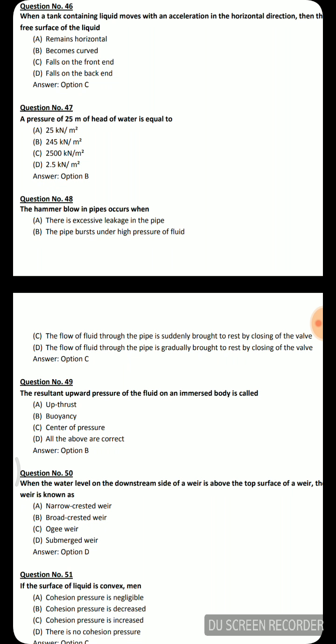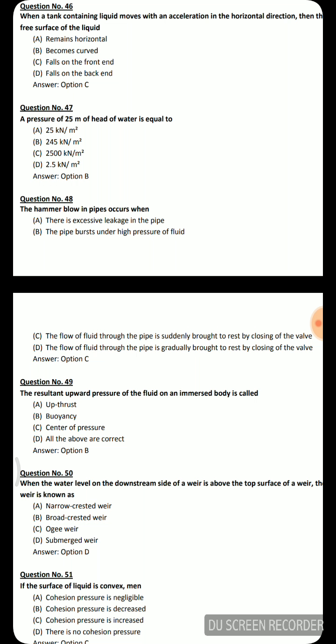Next question: pressure of 25 meter head of water is equal to, option A 25 kilonewton per meter square, option B 245. How 245? Because 25 meter is the head of the water, so the pressure will be obtained by rho g into h, and as you know, for water the rho and g values multiplied come out to be 9.81 kilonewton per meter cube. So the correct answer is 245 kilonewton per meter square.